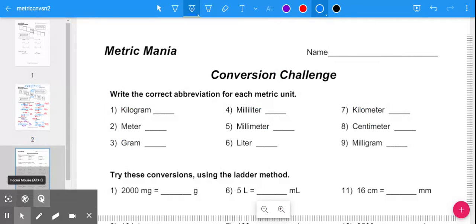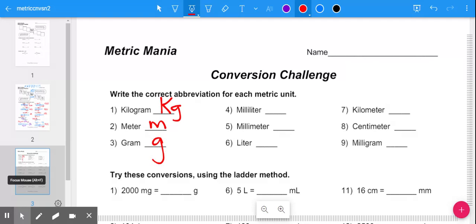So now we're on to the next page. Write the correct abbreviation for each metric unit. Kilogram, kg; meter, m; gram, g; milliliter; millimeter; liter; kilometer; centimeter; and milligram. So as long as you're familiar with these abbreviations, you'll have an easier time through the rest of it.